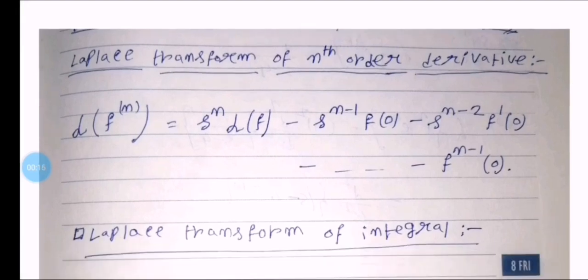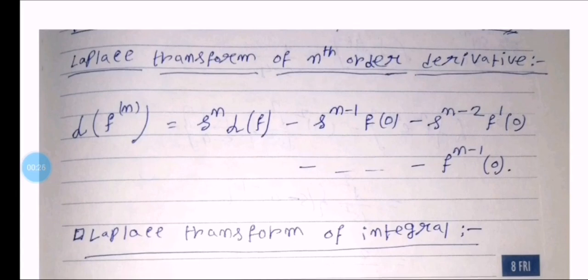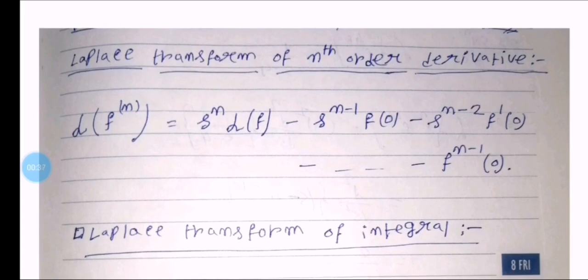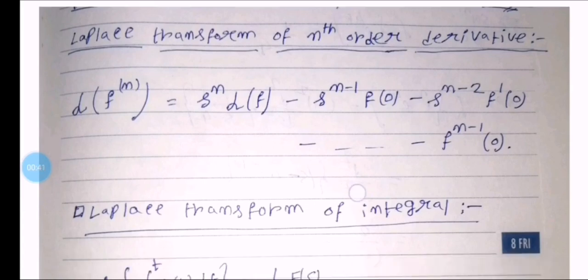Continuing from the previous lectures, Laplace transforms for nth order derivative. The formula is: L of f^(n) equals s to the power n L of f minus s to the power n minus 1 f of 0 minus s to the power n minus 2 f dash 0, and so on, minus f to the power n minus 1 of 0.